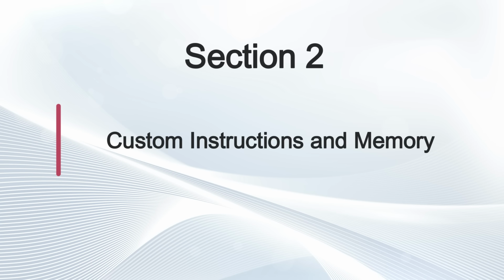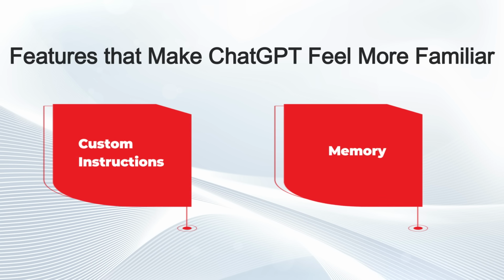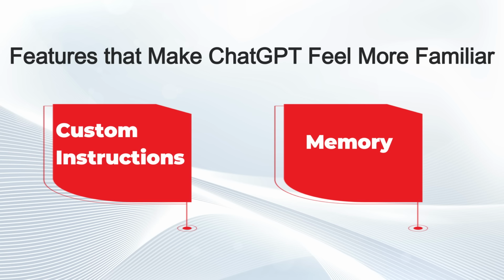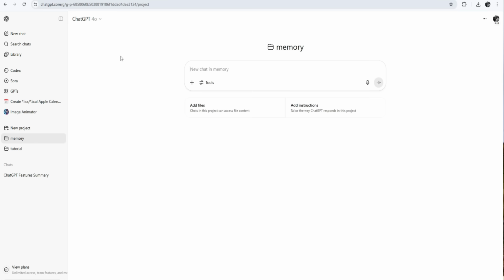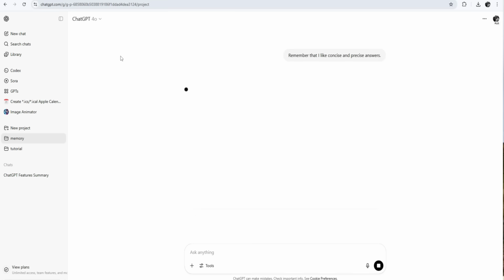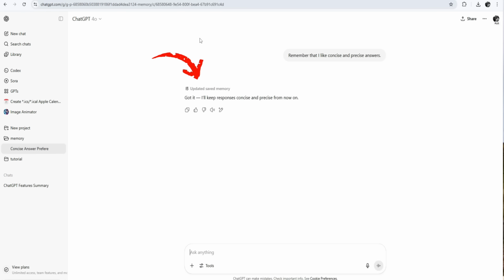Talking to a longtime friend feels easy. They know you well and how to speak to you. That's exactly what ChatGPT's next two features offer: custom instructions and memory. Let's start with memory. As the name suggests, ChatGPT can now remember details between chats, making responses more personalized. You can create memories by simply asking it to remember something. As you can see, ChatGPT tells you that the memory has been updated.